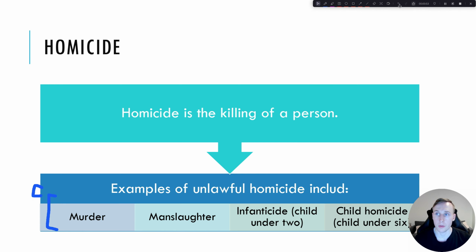Alright, to get stuck in with our murder, it's important we first know what homicide is. So when we look at homicide, it's generally the unlawful killing of a person, and we have a couple different types. Murder is killing someone with intention, manslaughter is without intention, infanticide is when you kill a child under the age of 2, and child homicide is when you kill a child under the age of 6. But for this video, we're going to be focusing on murder and everything to do with murder.